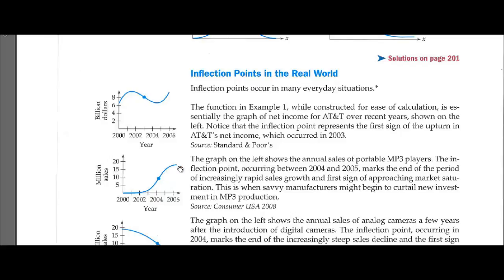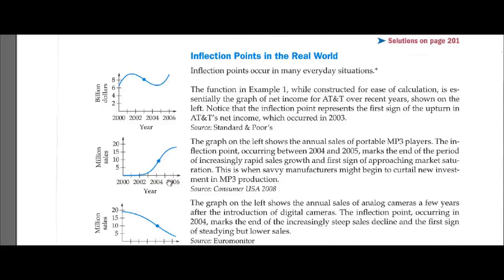So the inflection point marks the end of the period of increasing rapid sales growth, and the first sign of approaching market saturation. This is when savvy manufacturers might begin to curtail new investment in MP3 production. My guess is that this is when our phones became capable of handling songs, so we no longer had a need for portable MP3 players because our phones could do it all. Notice here the inflection point. This is rapid growth. This is growth, but the growth is slowing down after the inflection point.